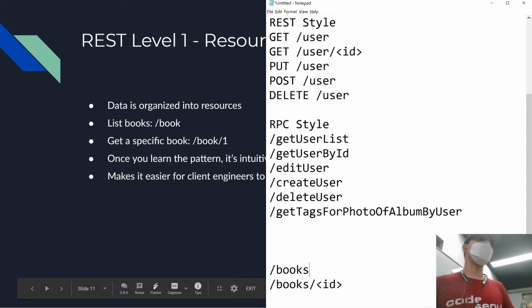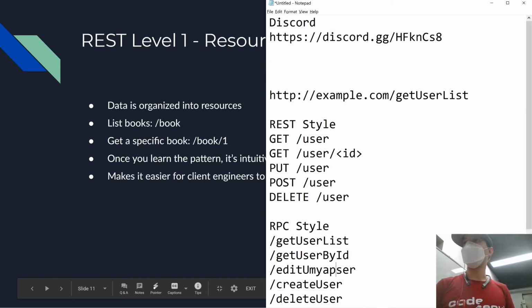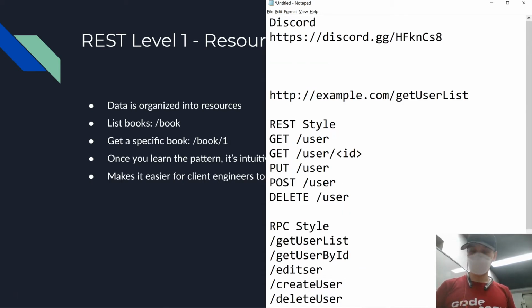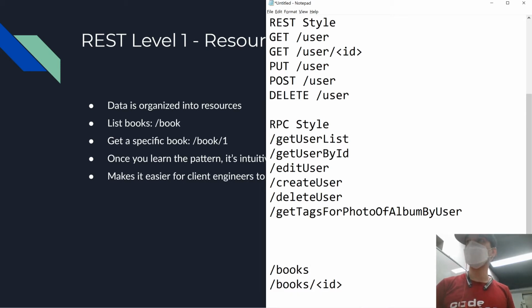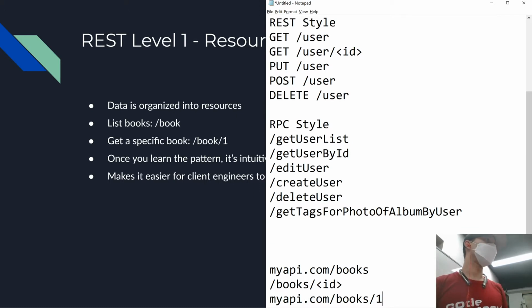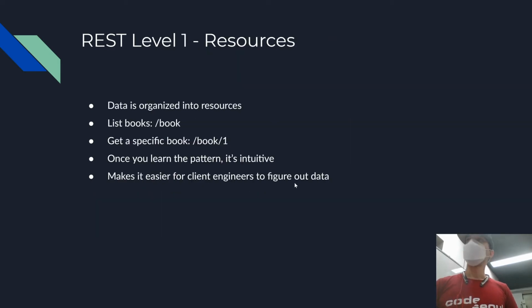If you want to access data about books, you have something like myapi.com/books, and that will get you data about books. Okay? Everyone understand that? And then if I want to get data about a specific book, I would do something like myapi.com/books/1. And that will give me information about the book whose ID is 1. Okay?